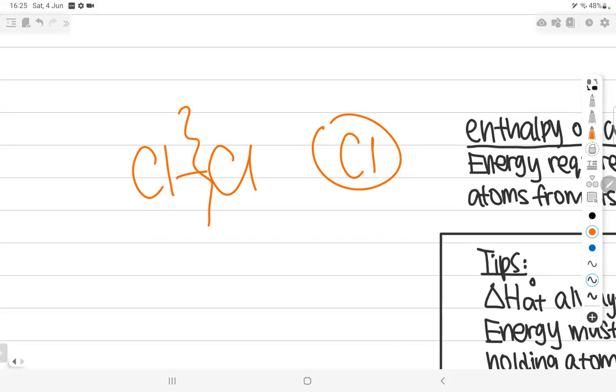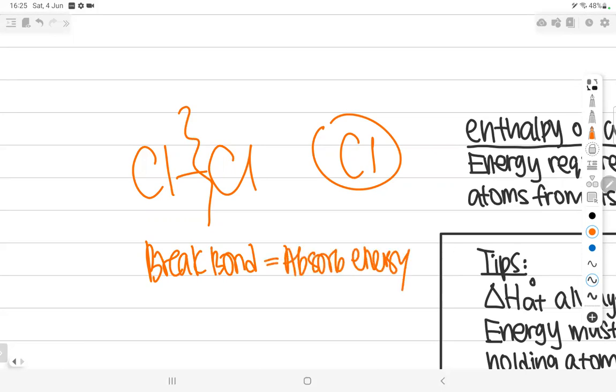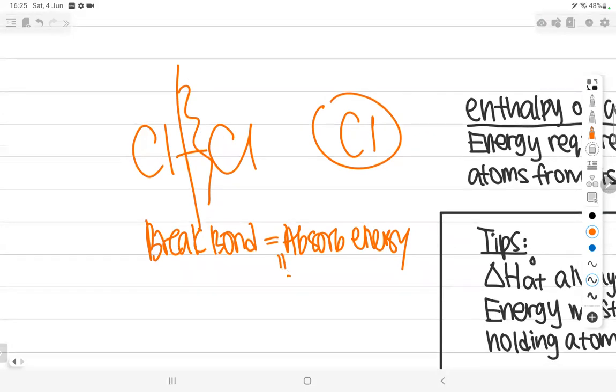So we learned in high school that if you want to break the bond, you need to absorb energy. You need to use the energy to break the bond. So breaking a bond always absorbs energy. Absorbing energy means that it is always endothermic. Endothermic is positive. So that is the reason.